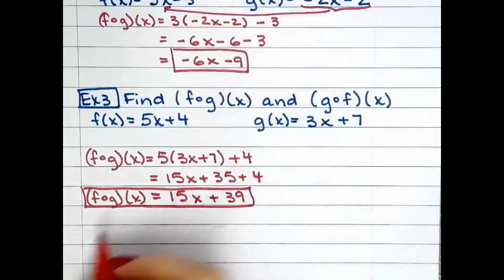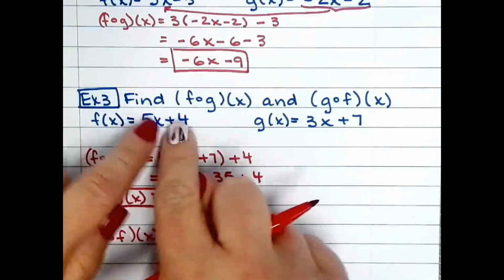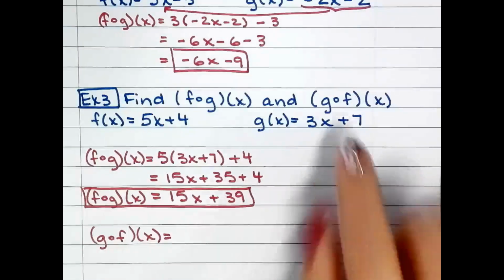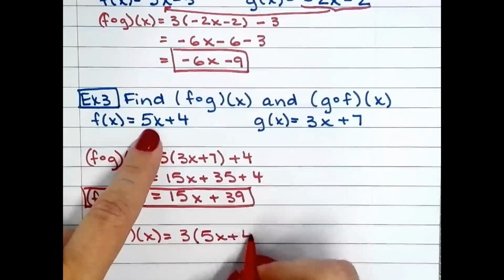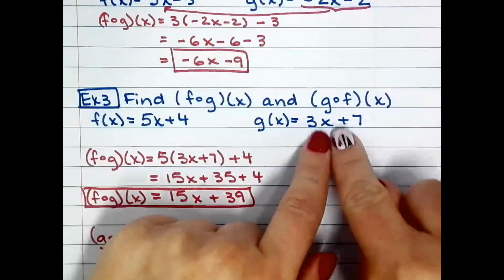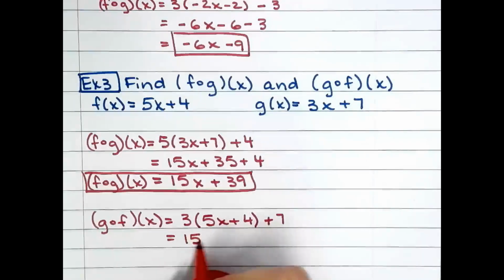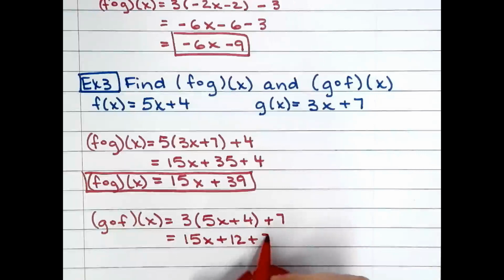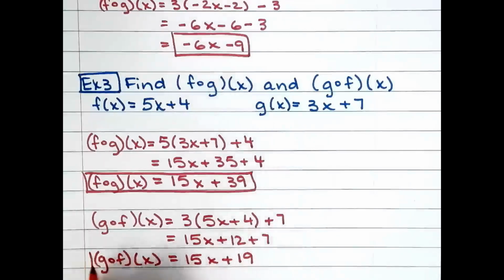Now the second question, I will find G compose F of X. So I will substitute this function right there when you see X. So 3, now you're going to use the F function. When you saw the X, you got F, and you're composing the G function. So distribute, simplify. So G compose F of X.